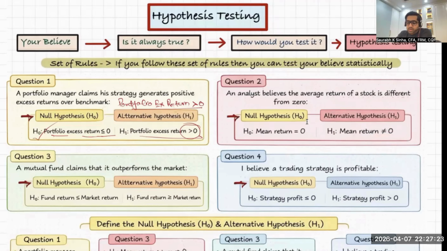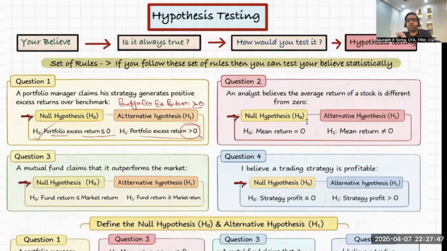It can contain greater than, it can contain less than, it can contain not equal to, but it will never have an equal to sign. You cannot write equal to, this is forbidden. You cannot write greater than or equal to, forbidden, or less than or equal to. The equal to sign is not allowed in the alternate hypothesis.